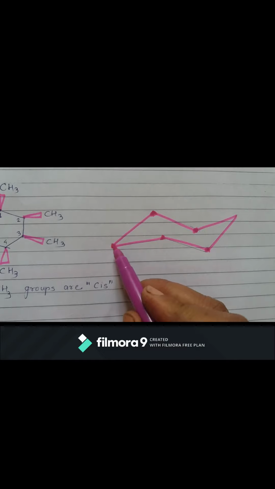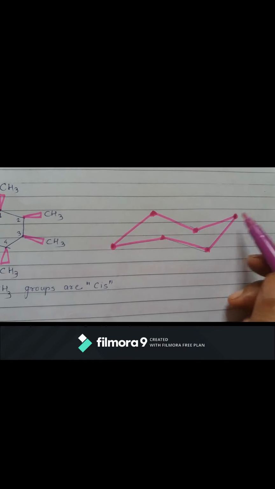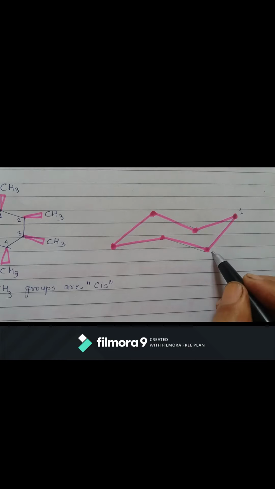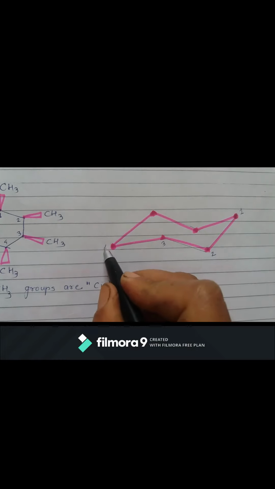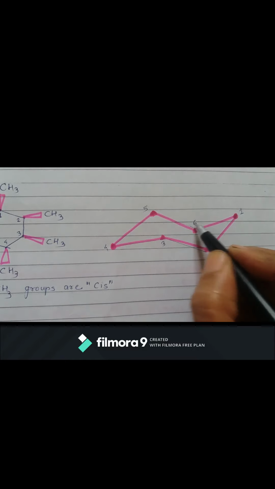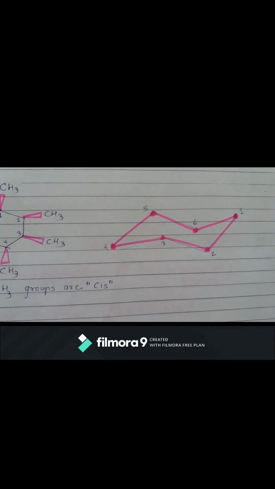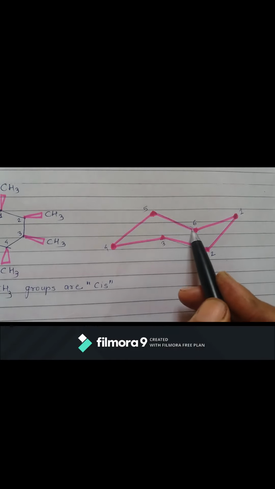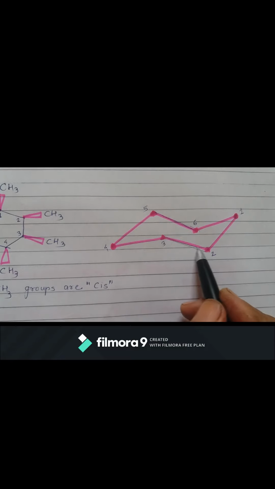Now we will number them. I will consider this one as the first, the second carbon atom, third, fourth, fifth, and this one is the sixth. Now we will try to draw the methyl groups which are present above the plane of the paper. Consider this carbon 5, 6 single bond and the carbon 3, 2 single bond. So carbon number 5 and carbon number 6, and carbon number 3 and carbon number 2.